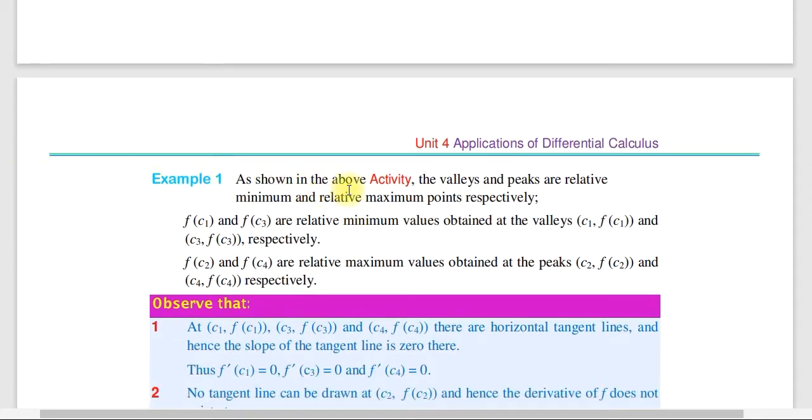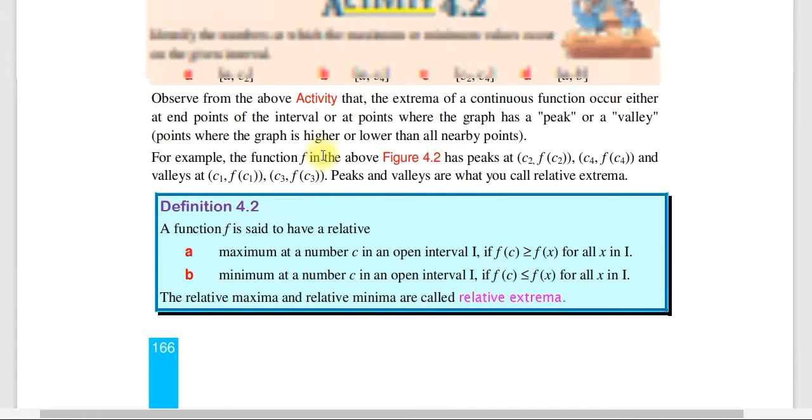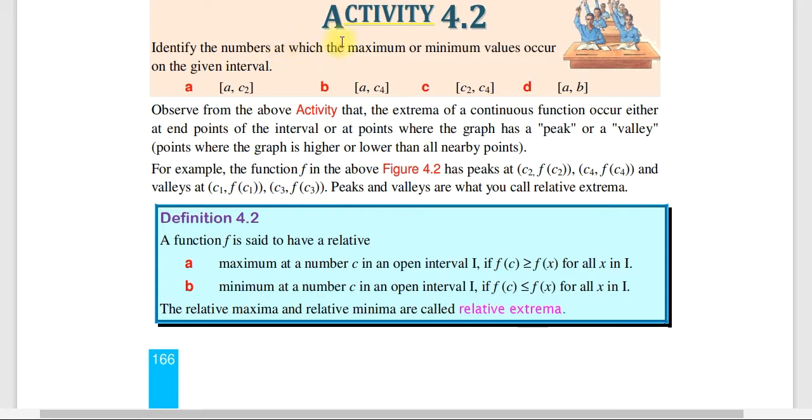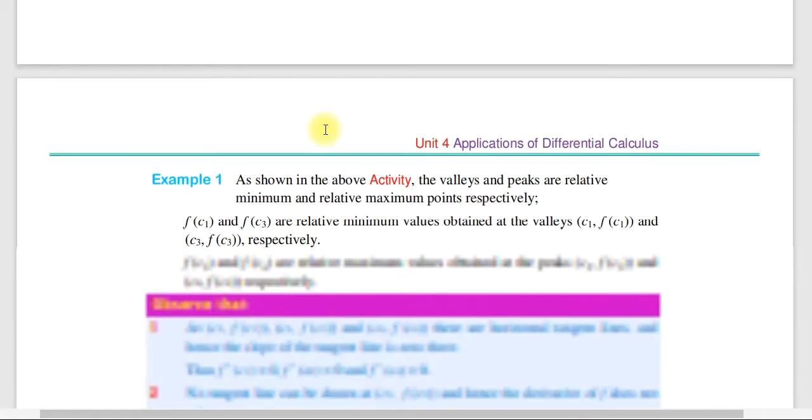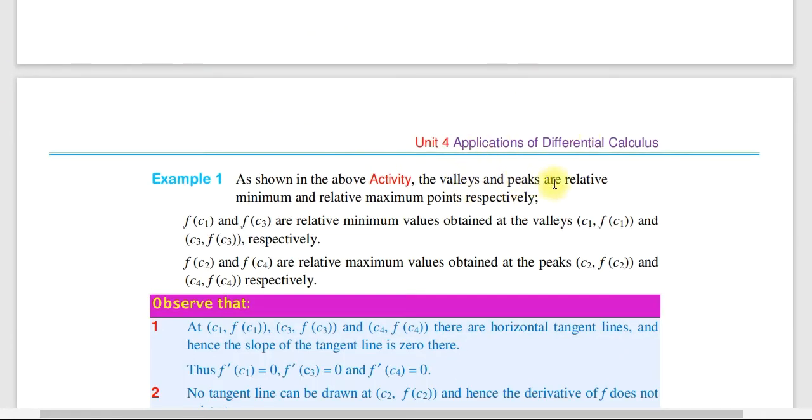For example, as shown in the activity, there is an activity here. Identify the number at which the maximum or minimum value occurs on the given interval. So from this activity, the valley and the peak are the relative minimum and relative maximum points respectively.